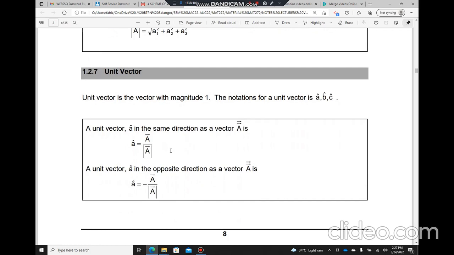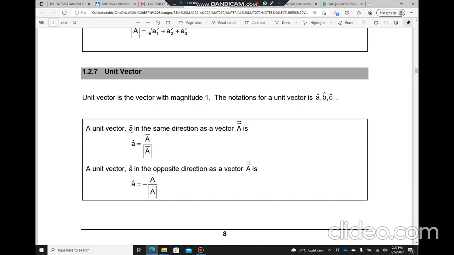Okay, then we also have unit vector. Okay, unit vector is the vector with magnitude 1. So ingat kalau unit vector, magnitude dia mesti 1. The notations for a unit vector is A, B, C, dia ada tanda atas ni. Dia ada macam topi kat atas ni. Okay, yang tu tanda untuk unit vector.